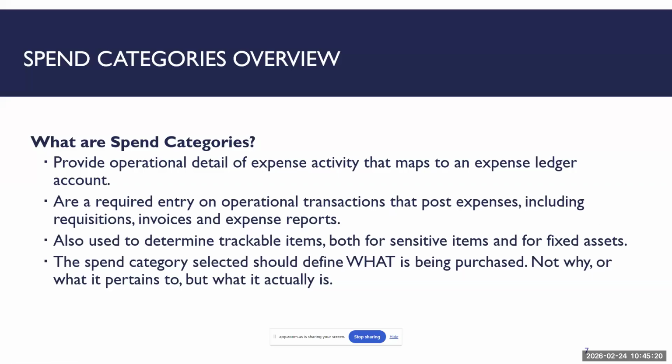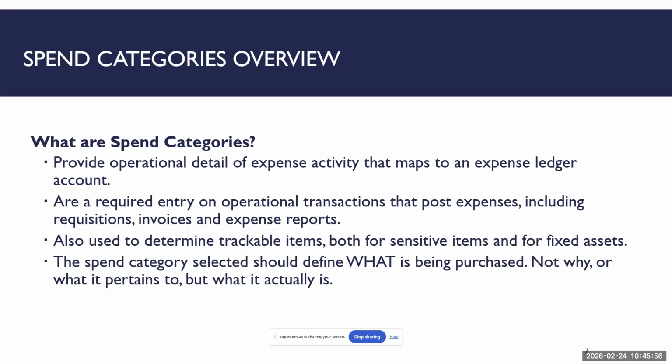So what are spend categories? If you're not familiar with them, they provide an operational detail of expense activity that maps to expense ledger account. And it's required on any operational transaction, like what we're going to go over today: requisitions, invoices, expense reports. And for our purposes, it also helps us to determine trackable items that become fixed assets, as well as those that are sensitive items like firearms, computers, and laptops.